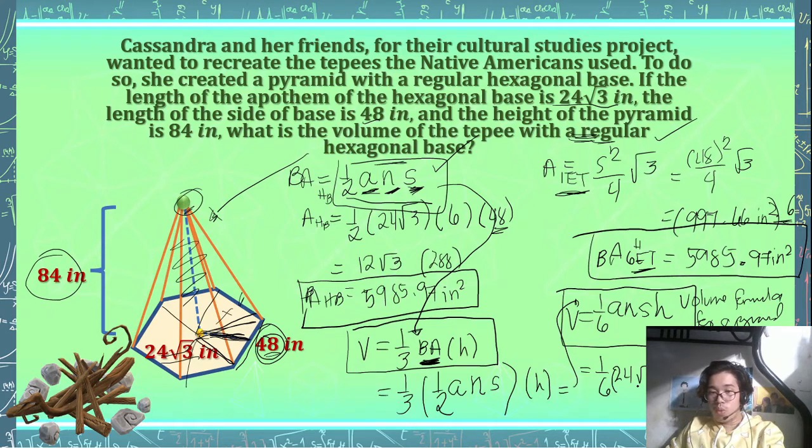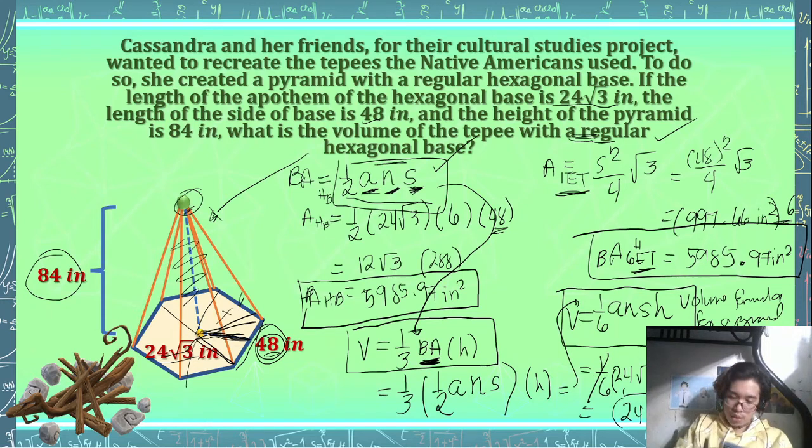So we already know the value for this one. Oh, wait a minute. That was 1/2, but for this one, this is 1/6. What we can do is cancel the 6 here, and then multiply 24 square root of 3, and then 48, and then 84, all of these three values together. So this is going to give us 24 square root of 3 times 48, and then times 84.